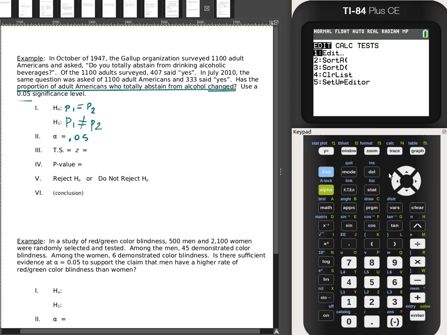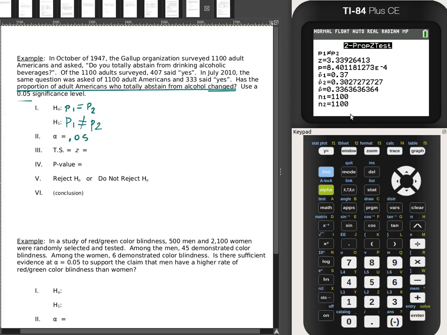We want to go to stat, over to tests. And of course, we're looking for two proportion because there are two populations here. Two proportion z test, because z goes with proportions. Now, x1 should be the number of successes for population 1, which in this case, a success is somebody saying yes to the question. So that was 407 people out of 1,100 that were tested. The people who said yes for population 2 was 333, which is also out of 1,100. And we are checking for not equals because we just want to see if it has changed or not. We will calculate this one.